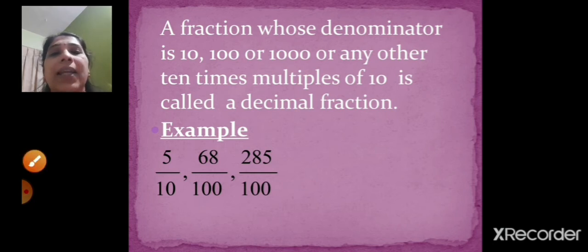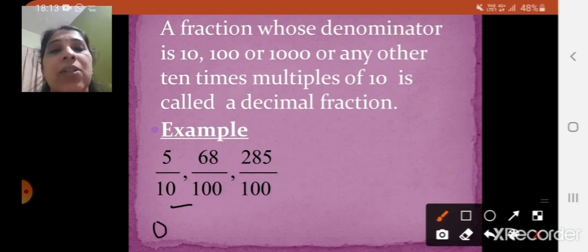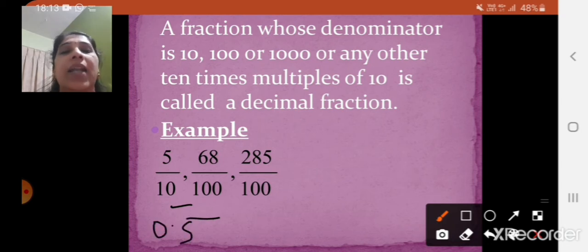Now let's take the example 5 upon 10. You can see in the denominator there is only one 0. When you are writing the decimal form, one 0 means you will write 1 decimal place. So you will write it as 0.5. Next example is 68 upon 100. How many zeros are there? 2 zeros in the denominator. That means 2 decimal places. So you will write it as 0.68.